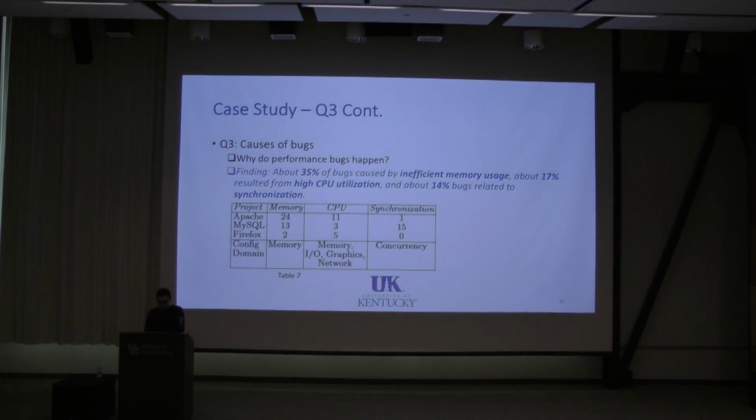Here, we leverage some of the internal symptoms, such as memory and CPU usage, as well as synchronization options. And then we associate these internal symptoms with the configuration domains. So we found that about 35% of the bugs were caused by insufficient memory, about 70% resulted from high CPU utilization, and about 40% were related to synchronization.